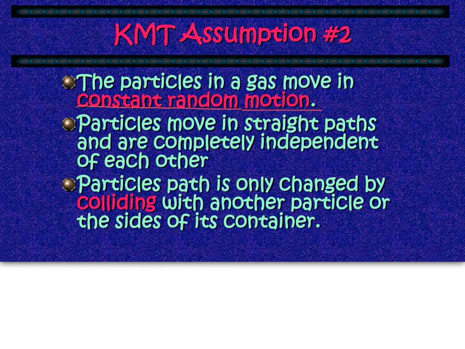Particles move in straight paths and are completely independent of one another. So they're really not concerned with each other. If they happen to run into each other, then they bounce back apart in a different direction. And then the particle's path is only changed by colliding. So collisions are what make the particles change their path. Otherwise, they stay in a complete straight line path going back and forth. So if we had one particle in the classroom bouncing from the front wall to the back wall and nothing got in its way, it would just keep going back and forth, back and forth.